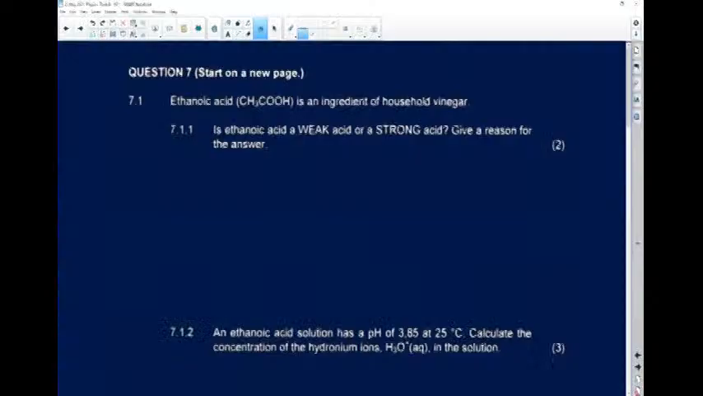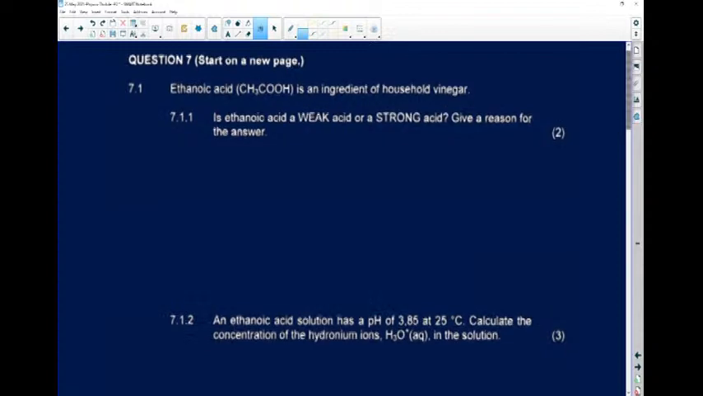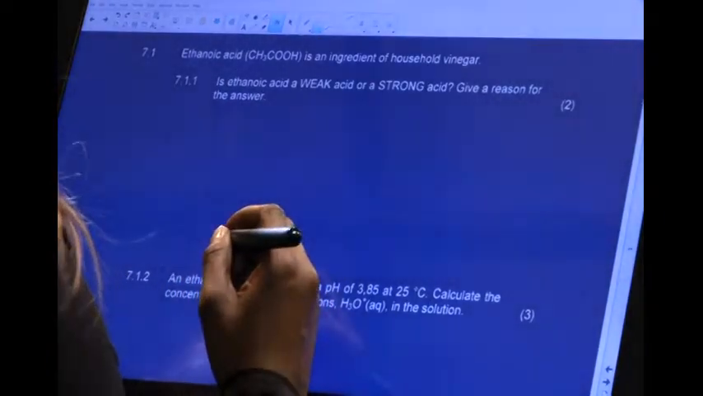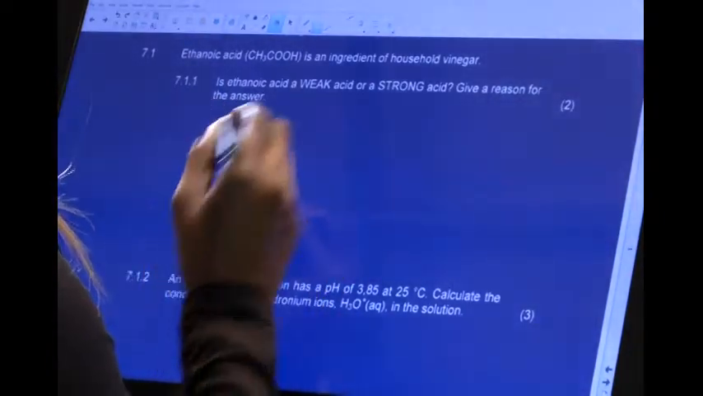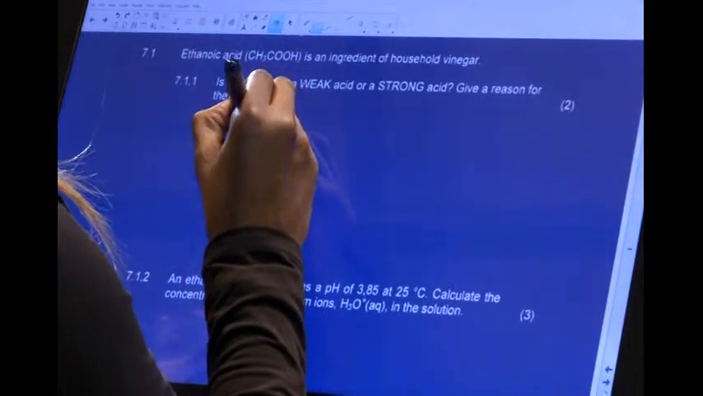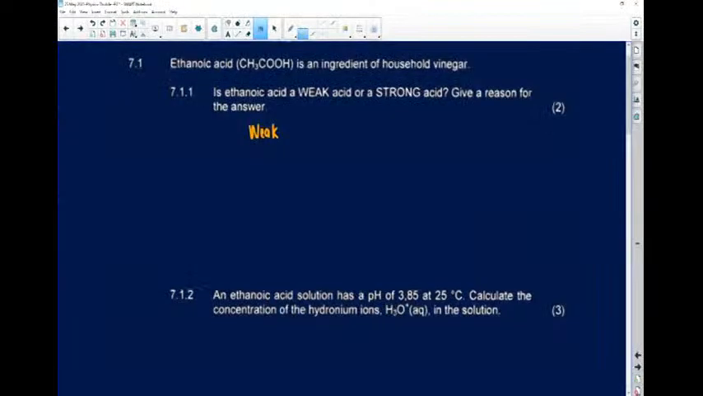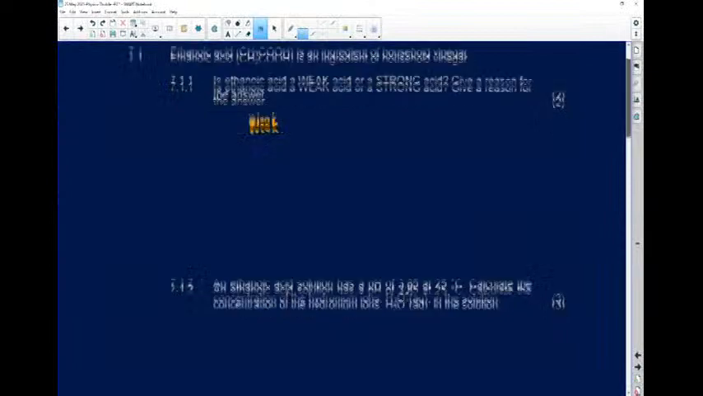So the next question we're going to be looking at is question number 7, which is then acids and bases. So the question goes, ethanoic acid, and they've given us the molecular formula, is an ingredient of household vinegar. Now, is ethanoic acid a weak or strong acid? And we must therefore give a reason for our answer. Now, it is therefore a weak acid. It is a weak acid because it only partially dissociates, right?